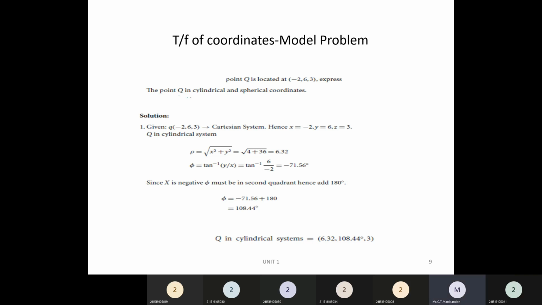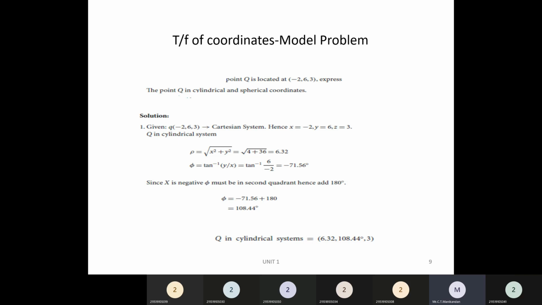In the cylindrical coordinate system, what is the formula? Rho, phi and z. Rho equal to root of x square plus y square, phi equal to tan inverse of y by x, and z equal to z. That is the basic formula while converting from Cartesian to cylindrical. Here rho equals root of x square plus y square, so the answer you will get is a positive value.